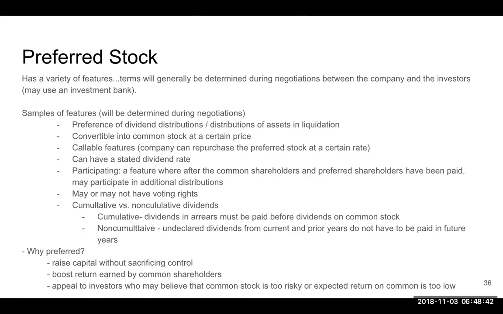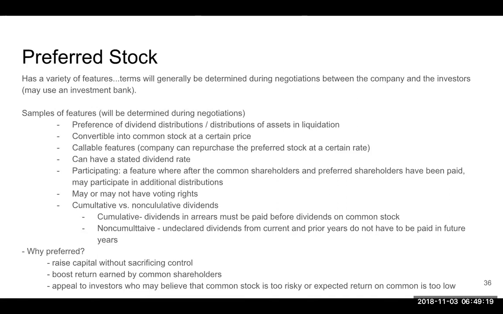Callable features. What does callable mean? It's a feature where the company can repurchase the preferred stock at a certain rate for cash. The preferred stock can also have a stated dividend rate. And participating, this is a feature where if the preferred shareholders are paid a dividend, and then the common shareholders are paid the dividend, then the preferred stock could potentially participate in other distributions. Again, all of these features are really going to be negotiated out.